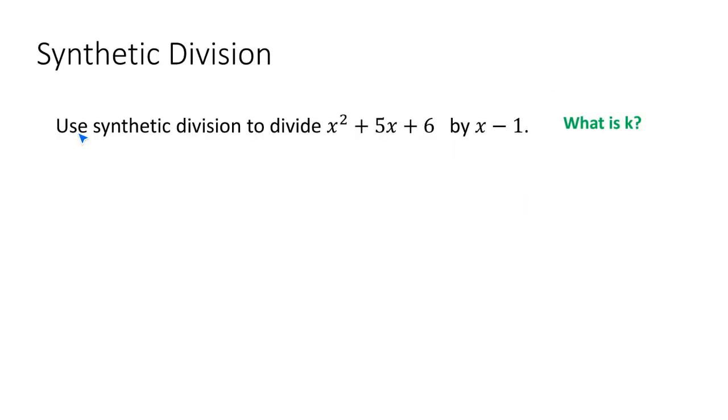So if we have, use synthetic division to divide x squared plus 5x plus 6 by x minus 1. This is quadratic, so you could easily find a zero by factoring or doing a different method. But here they want us to divide. So the first thing you want to do is identify what is k. Does anybody want to write down in the chat what you think k is for this example?